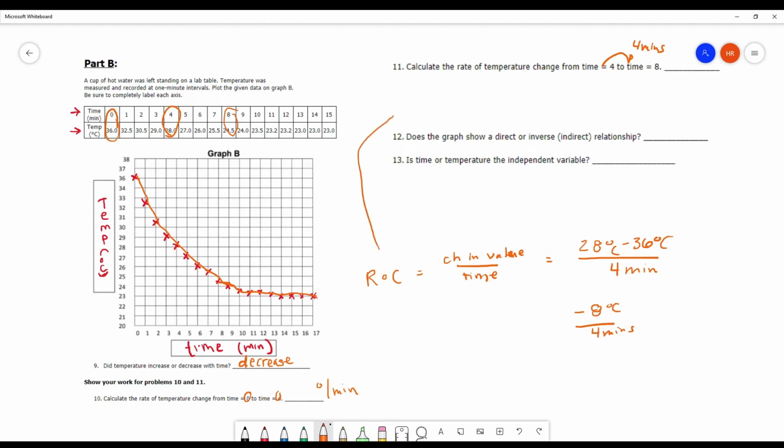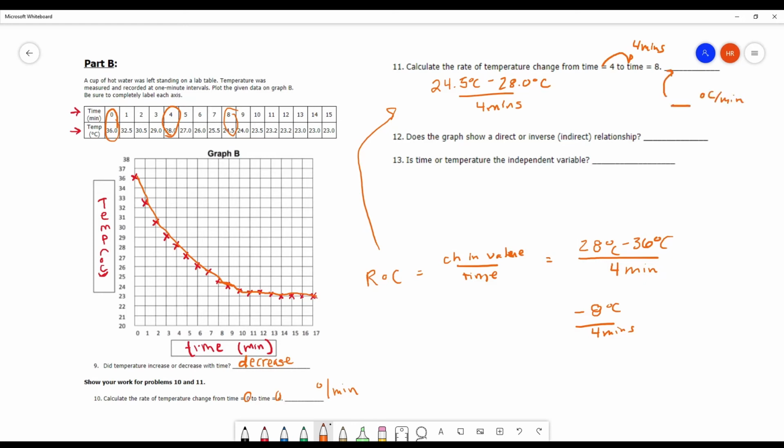So we use our same equation. We have 24.5 degrees Celsius minus 28 degrees Celsius. Figure out what that number equals and divide by your 4 minutes. Make sure you do the subtraction first and then divide. Do it in 2 steps. And again, you're going to get your answer in degrees Celsius per minute.